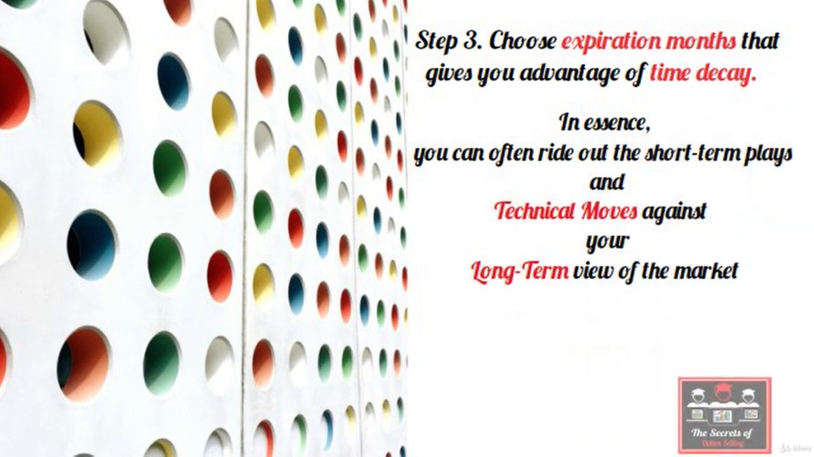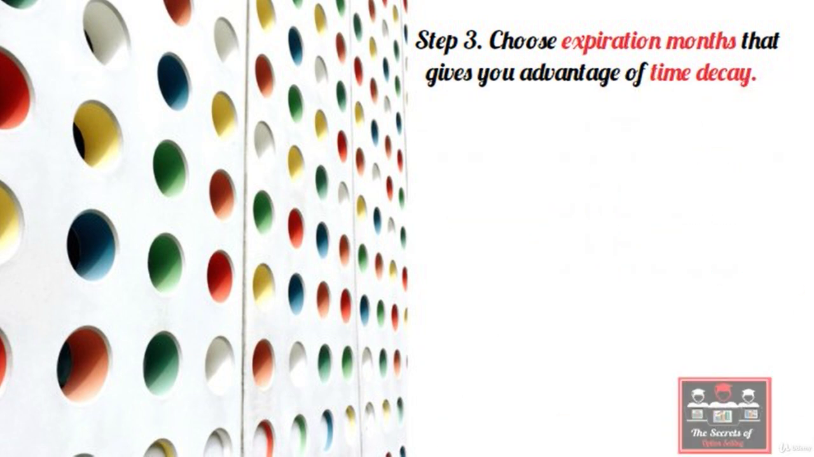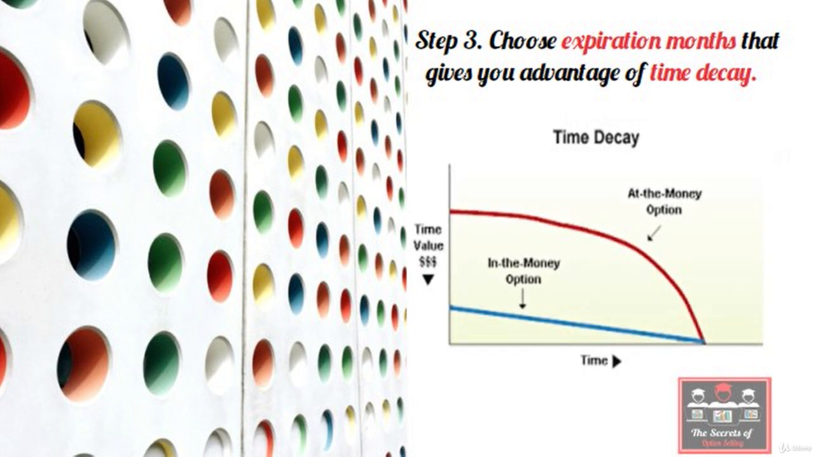The longer time range offers a fantastic time decay versus distance from the money ratio. On the one hand, you can sell far enough away from the stock to avoid most short-term stock swings. On the other hand, you can collect the premium right before time decay really starts to kick in at the 30-day mark. This allows the stock plenty of room to move and allows you plenty of room to be wrong and still make money. In essence, you can often ride out the short-term plays and technical moves against your long-term view of the stock.